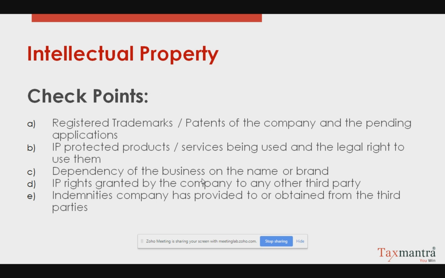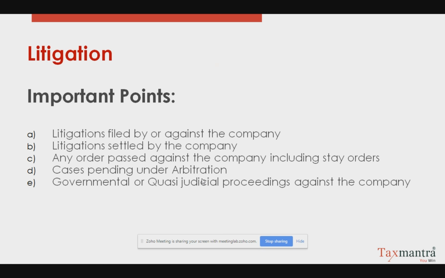The other one is a very important part, and a lot of times this gets neglected, whether intentionally or unintentionally, which is litigation. In the past 2-3 years, we have seen that companies have been issued notices on various grounds, and they have been facing litigation. So how do they check? What are the important points where the investors can check?